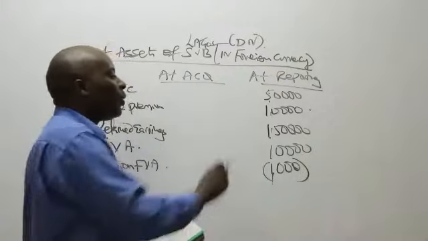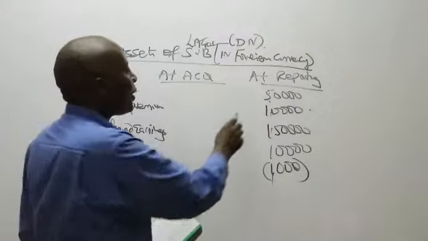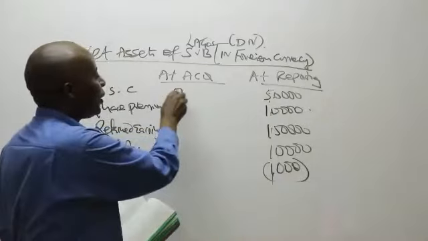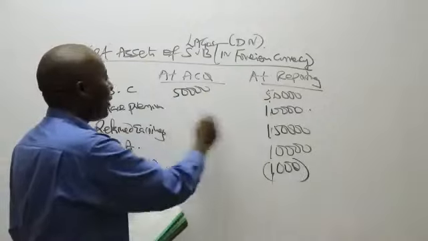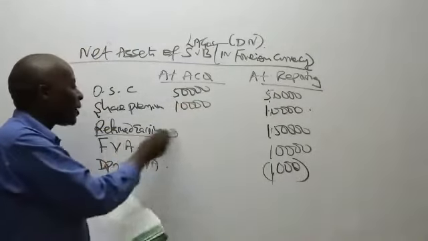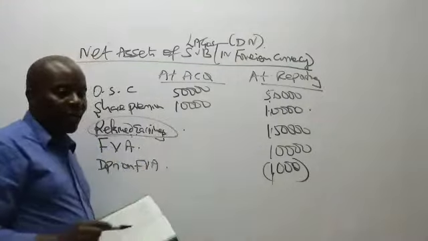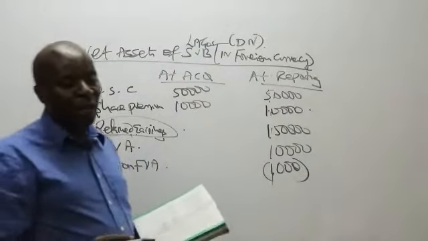Now, I know that most of these things will change here. For example, share capital never changes, it remains the same, 50,000. Share premium never changes, it remains the same. But this one I monitor, this one can trip you up. Retained earnings at acquisition is normally given.